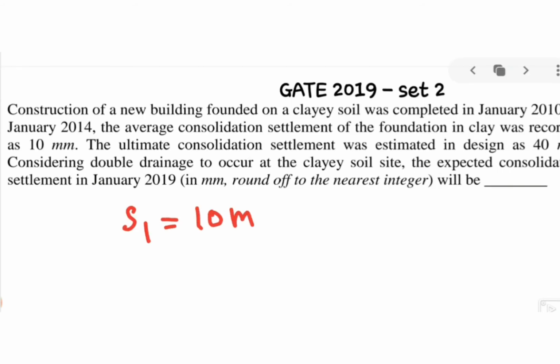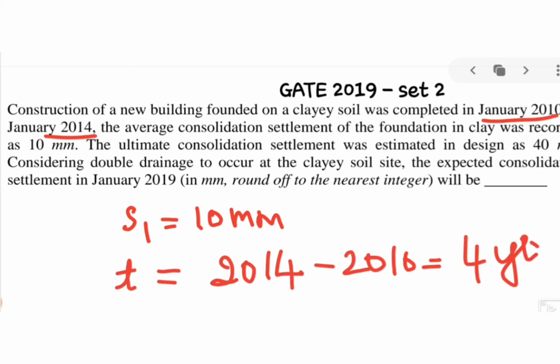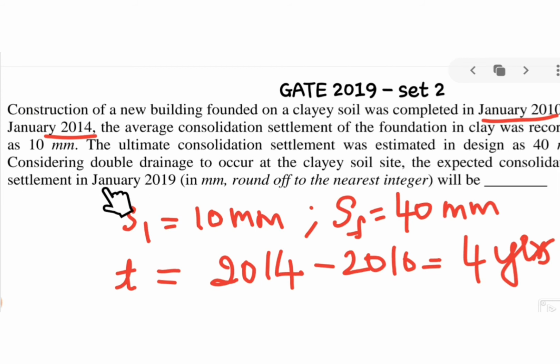Considering double drainage to occur at the clayey soil site, the expected consolidation settlement in January 2019 is what we must find. Initially, there is a settlement of 10 mm. In a duration of 4 years, this 10 mm settlement has occurred. They have also given a final settlement. Ultimate consolidation settlement means the soil can undergo a final settlement of 40 mm, but they didn't give at what time it will occur, nor that particular duration.